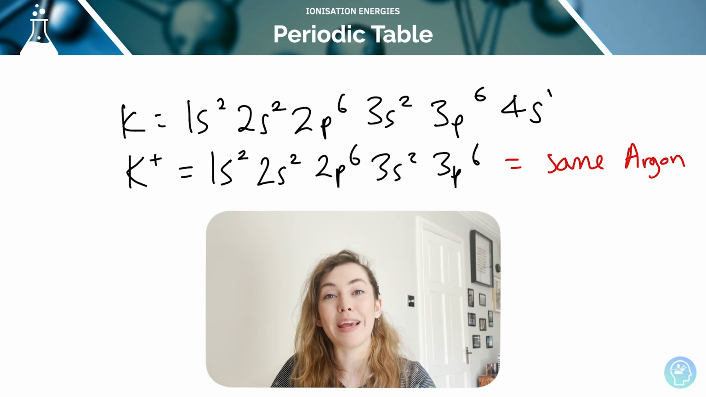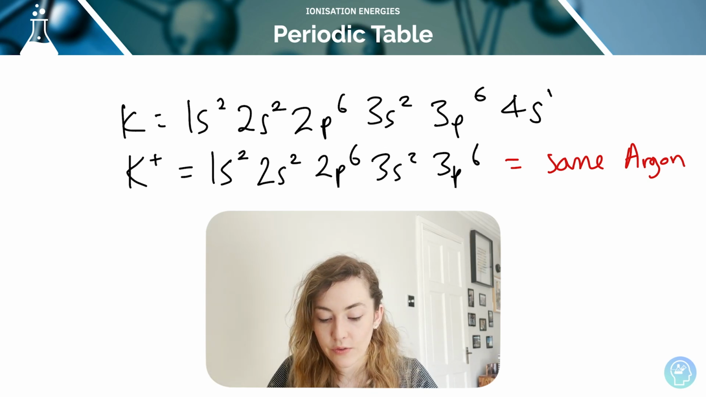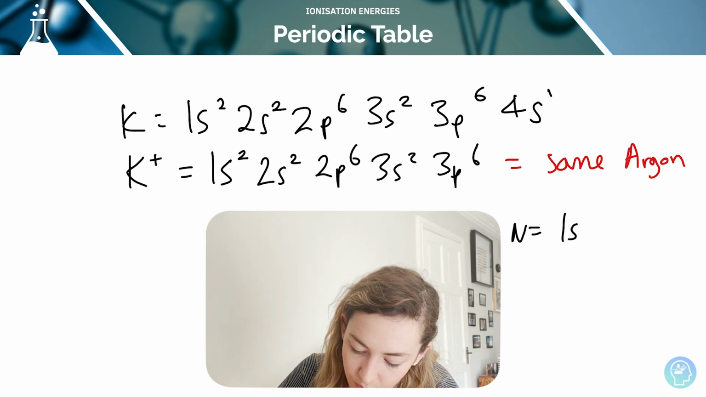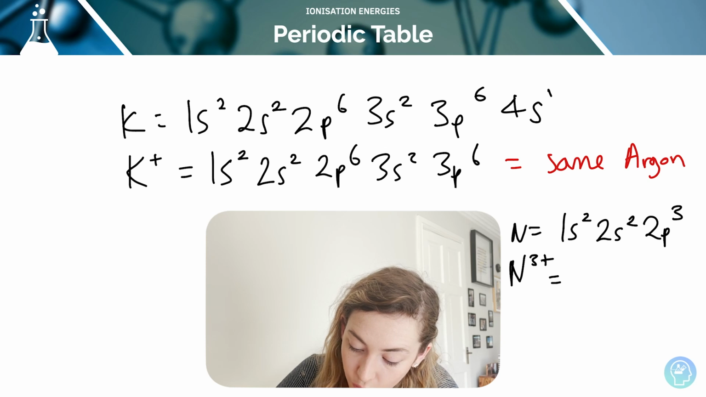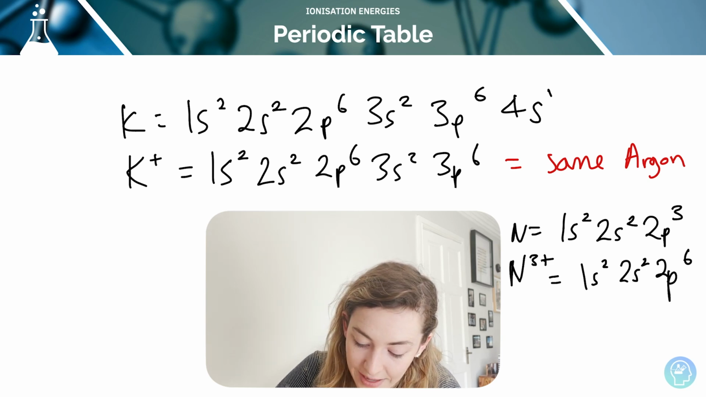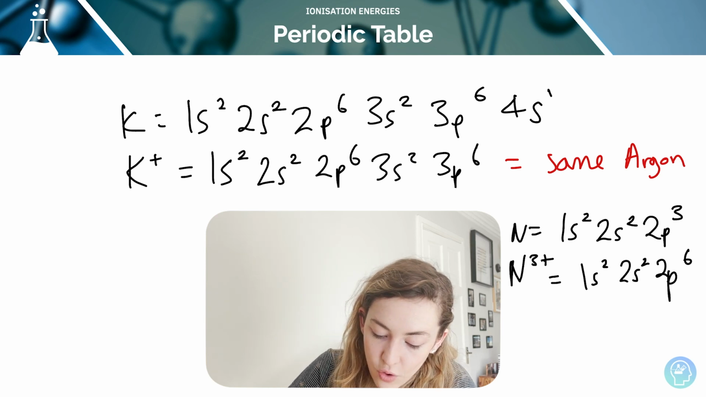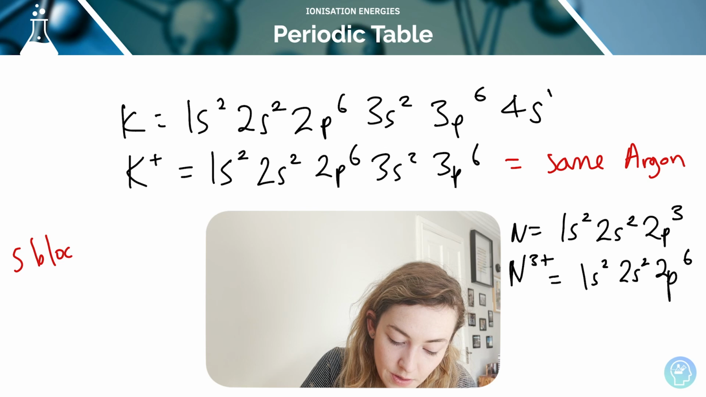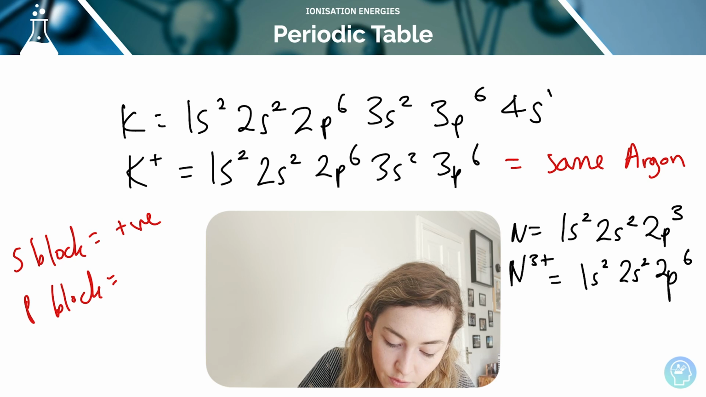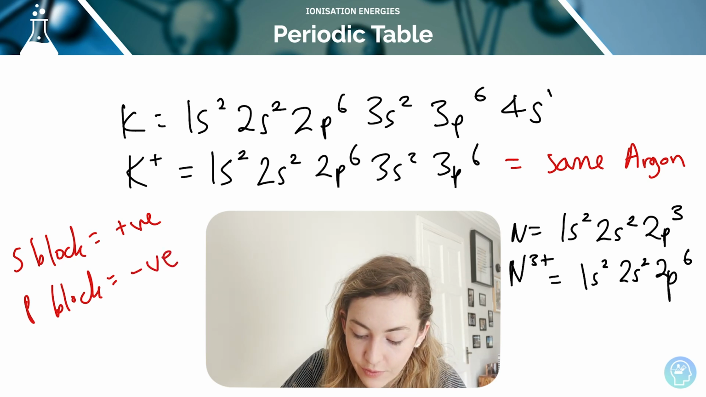So when we've got the P block elements, they're going to form negative ions, and those negative ions also have the same electron configuration as a noble gas. So if we had nitrogen, it'll be 1s2, 2s2, 2p3, whereas a nitrogen 3 minus ion that it would form is going to be 1s2, 2s2, 2p6, which is the same as one of our noble gases. So we know that our S block is going to form positive ions and P block is going to form negative ions.